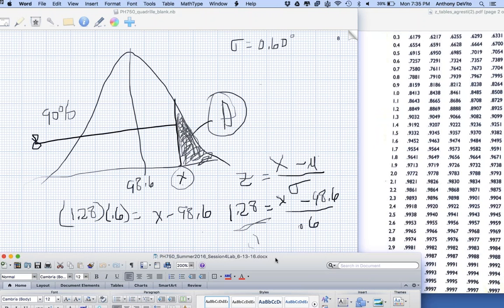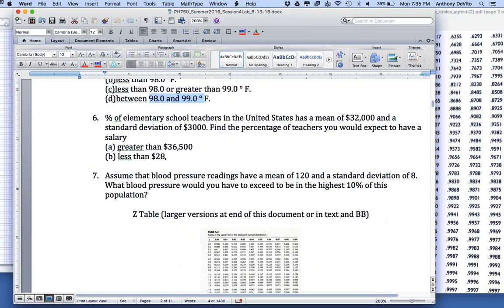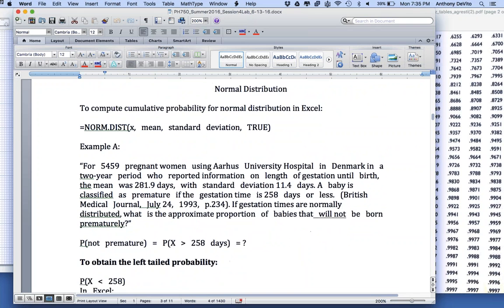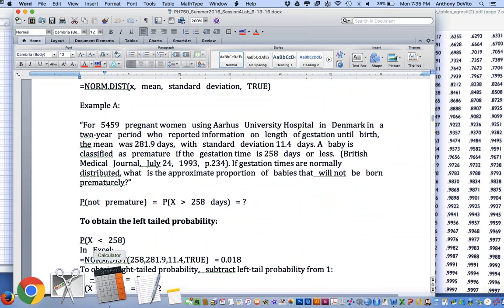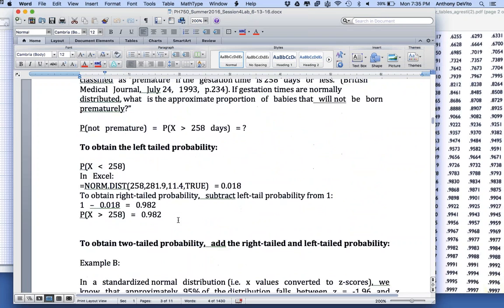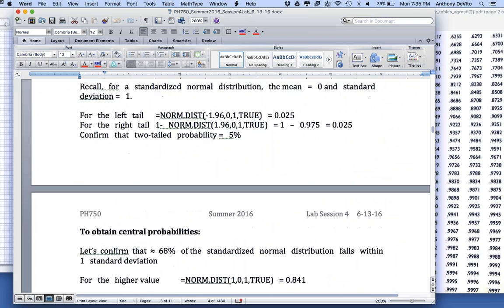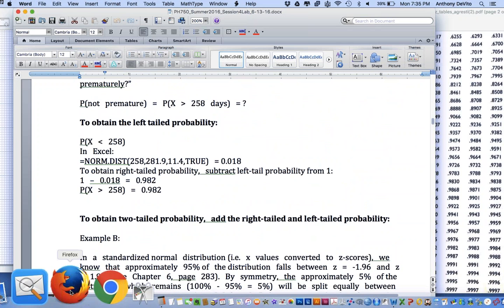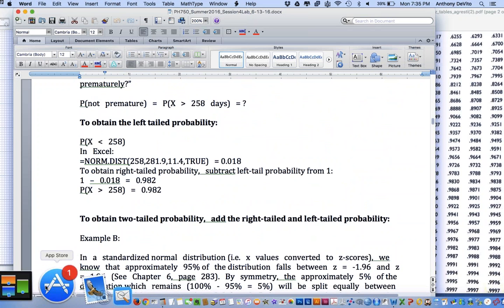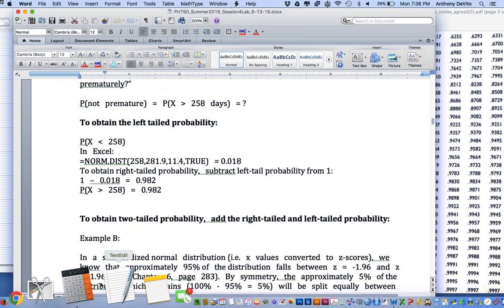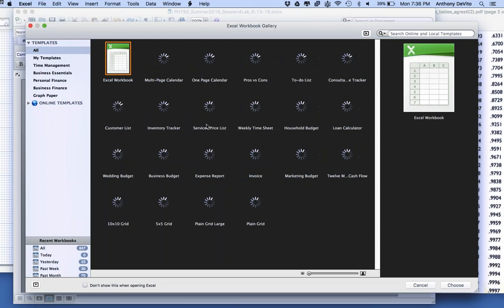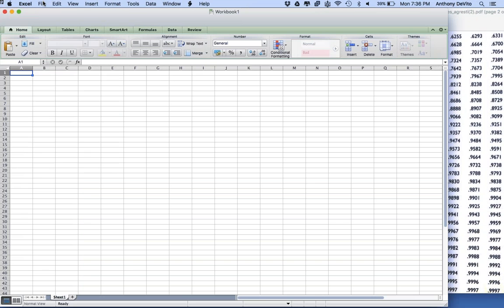So I'm going to move on from that slightly, and let's see, z table. Okay, normal distribution. I just want to show you how we would do this in Excel as well. I'm also going to point out to you why that empirical formula is a small lie. Okay, let's see. I'm going to open Excel. Okay, let me blow this up.